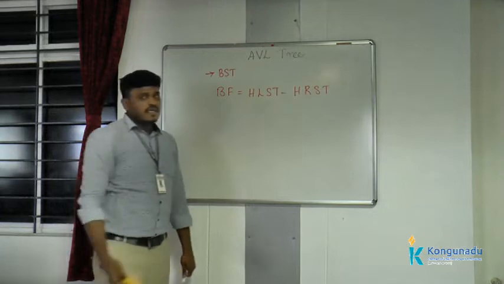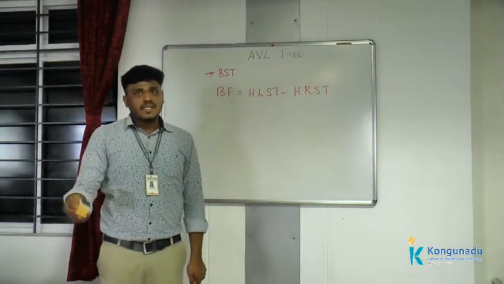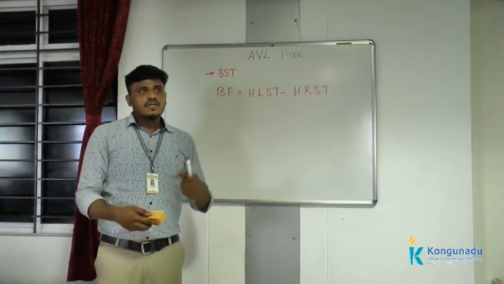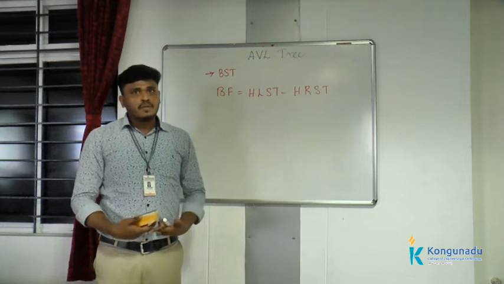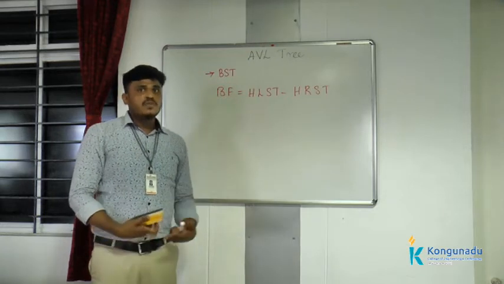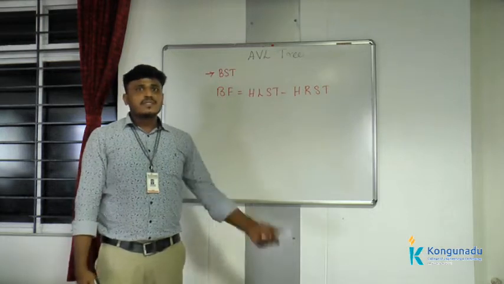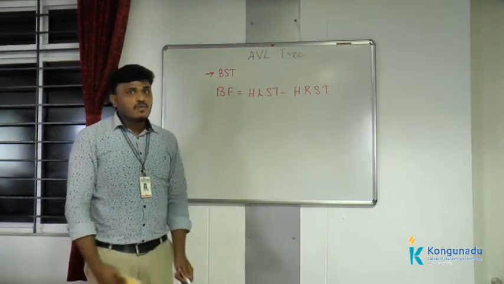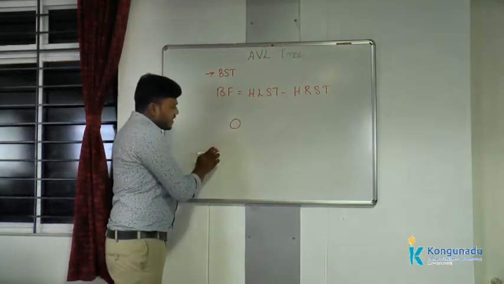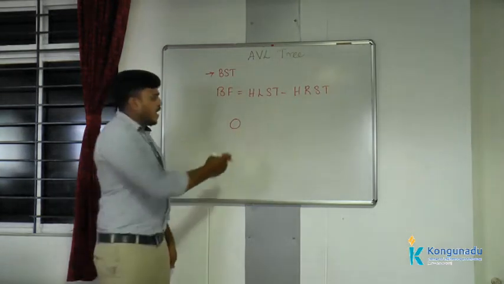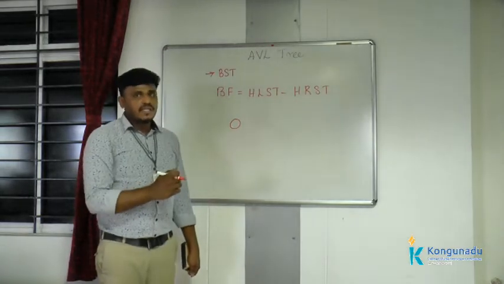As I said earlier, the balance factor value must be 0, 1 or minus 1. If not, then we have to perform a rotation operation. Here we have two types of rotation: one is single rotation, another one is double rotation. And one more thing: if the node does not contain any left child or any right child, we have to take the value as minus 1.